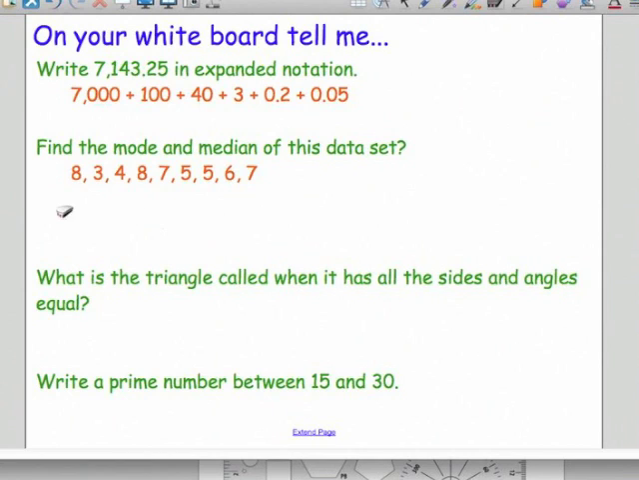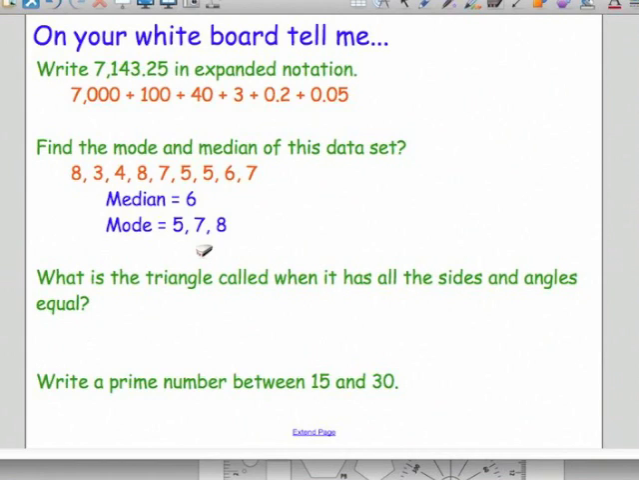The mode and the median. The median number is that middle number. So if you put these in order from least to greatest, mark off the highest, lowest, so you get to the middle number, it is going to be 6, and mode is the ones that occur the most often. In this one there happens to be 3 modes, a 5, a 7, and an 8, which all occur twice.